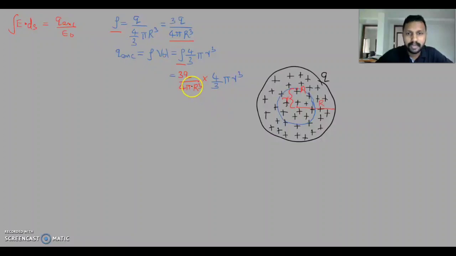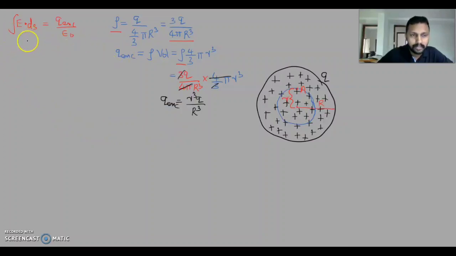Then we could clearly cancel this 4 pi, 4 pi, 3, 3. Then Q enclosed will be r cube Q divided by capital R cube. Okay, therefore this is our Q enclosed.